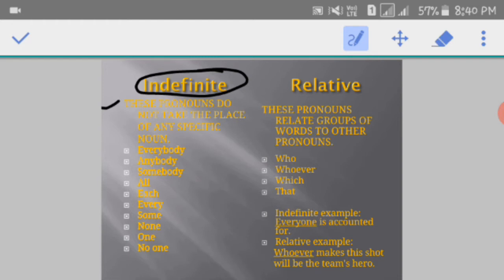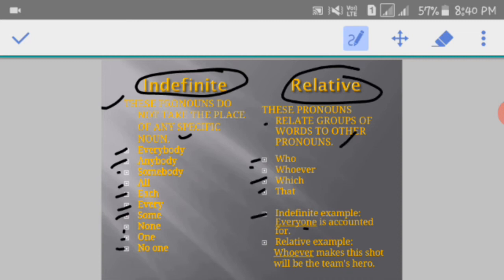The next type of pronoun is the indefinite pronoun. These pronouns do not take the place of any specific noun, meaning we cannot say whether the noun is singular or plural. We use them for anything, like everybody, anybody, somebody, all, each, every, some, none, one, and no one. Here it is not specified which noun has been replaced. Indefinite means uncertain.